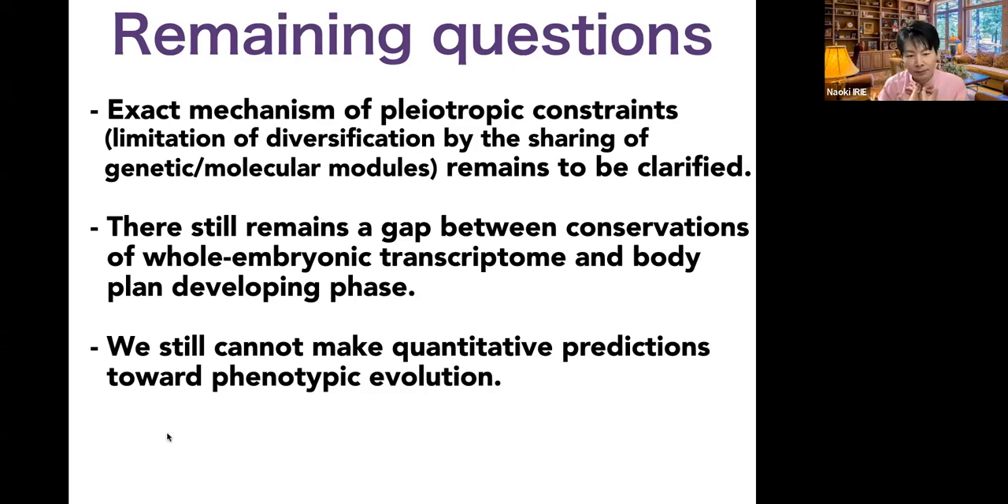we look like this. Is it really just because we were adaptive, or were there strong limitations that we cannot make, let's say, a wheel-like arm or something like that? So limitation and adaptation, and we want to know the balance between these two.